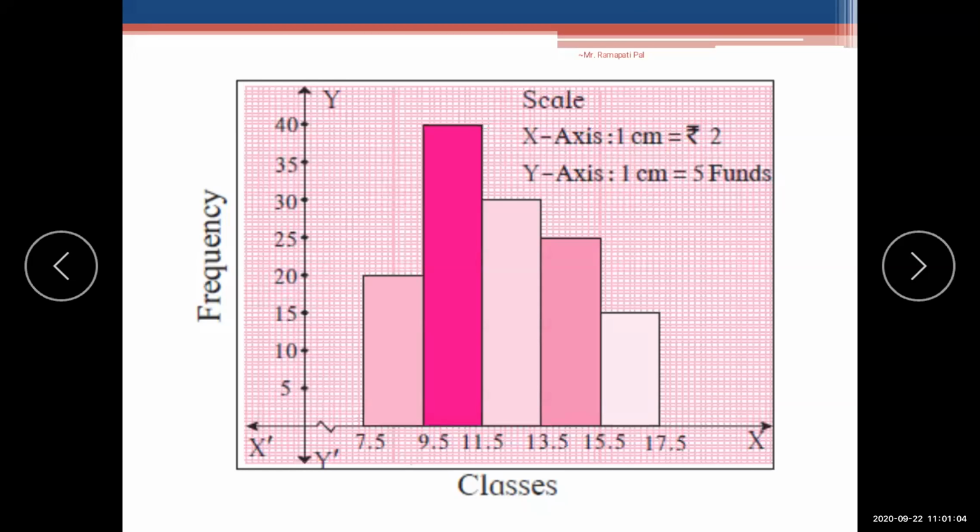On the x-axis, see, the classes are 7.5 to 9.5, 9.5 to 11.5, 11.5 to 13.5, 13.5 to 15.5, and 15.5 to 17.5. So here the class is continuous. On the diagram, the class is continuous. If the class is not continuous, then we can make the class continuous. Is it clear?